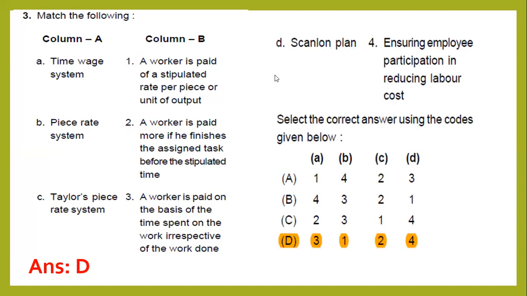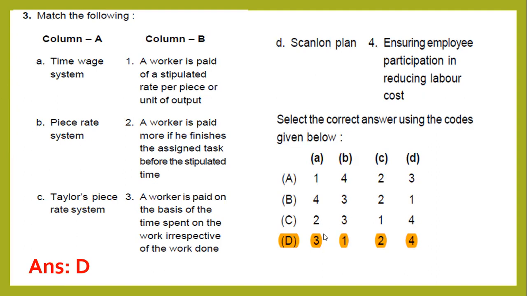Third question: match the following, column A versus column B. So these are the options given here. The different time systems are given here, and how the workers are paid based upon this time system. So the payment of wage system is given here. So you have to match according to its importance. Now here the correct option is D. For A it is 3, for B it is 1, for C it is 2, for D it is 4. So let us see that one.